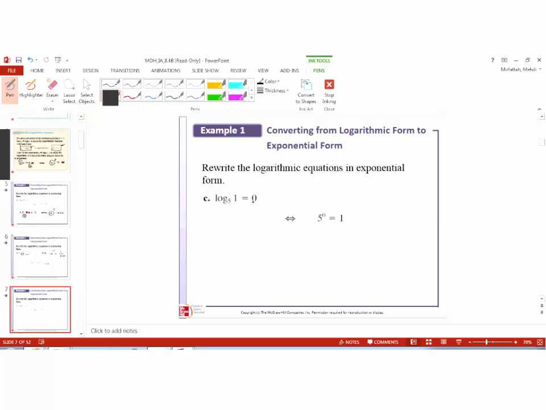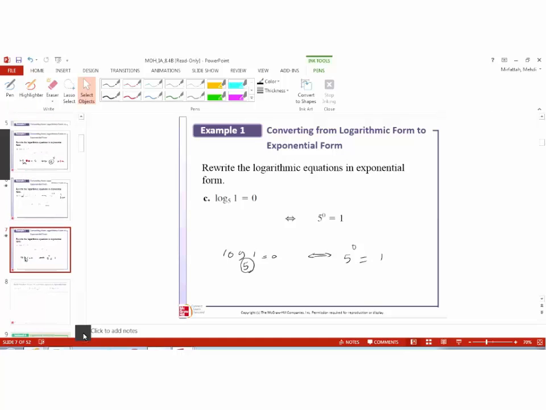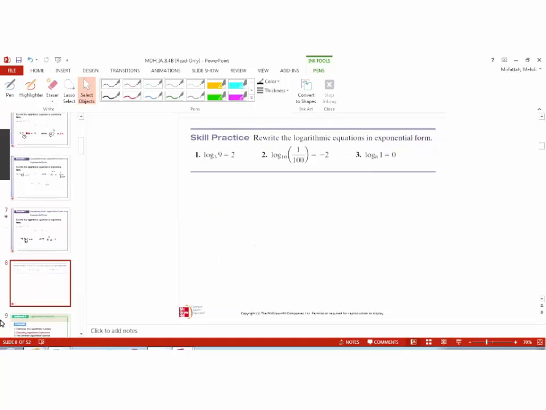Another one. Log of 1 is equal to 0 base 5. So it means the base of the logarithm, this is 5, to the power of 0 is equal to the argument 1. That makes sense. Anything to the power of 0 is equal to 1. Okay, I'm going to pause the session for a second.